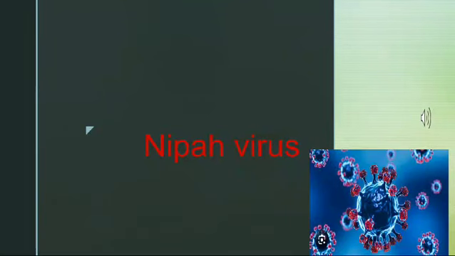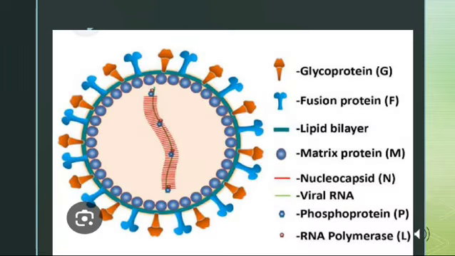Myself Vaishnavi. In today's session, we are going to see the details about the Nipah virus and its characteristics, how it is transmitted, how to diagnose it, what treatment is used for the Nipah virus, and how to prevent the Nipah virus. And then this is the structure of the virus.